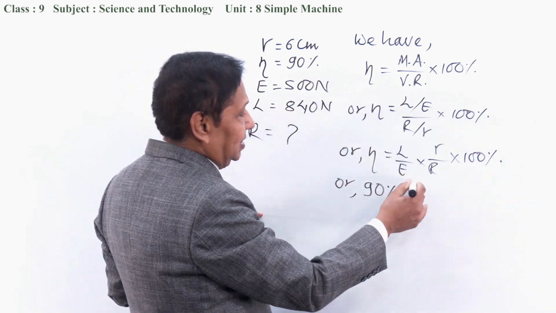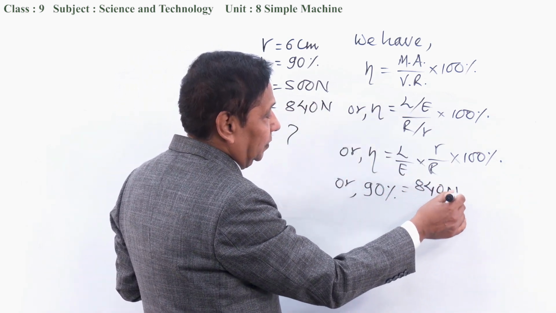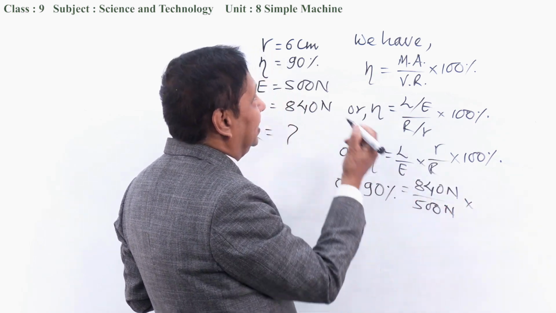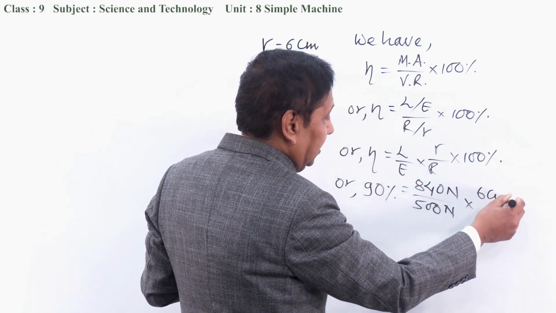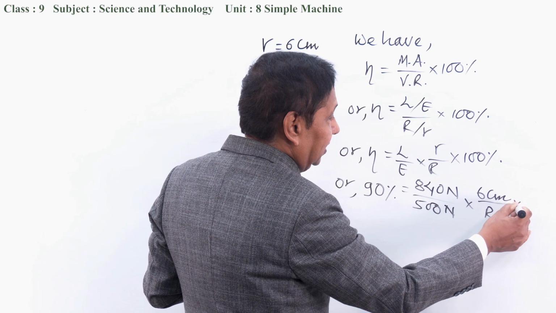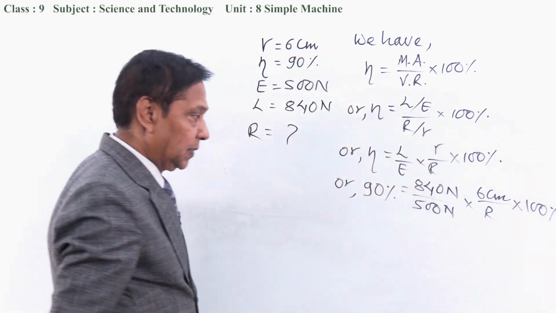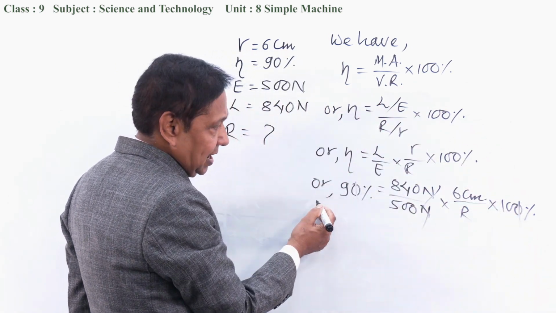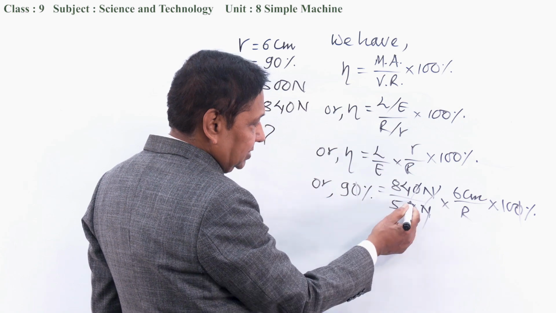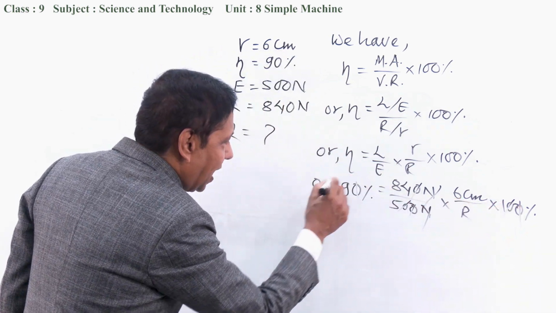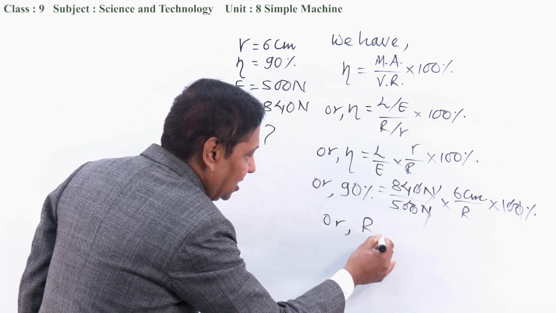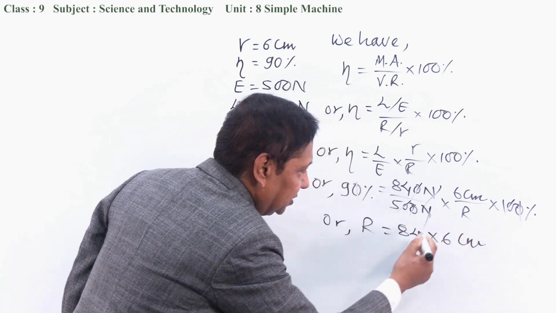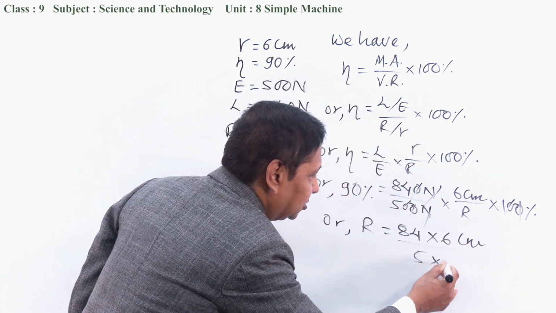Load is given 840 Newton and effort is given 500 Newton and small r is given 6 centimeter and capital R we are going to calculate into 100%. Now the 0 and 0 cancel, percentage cancel, and this 0 can be cancelled, this and this can be cancelled. If R is taken to left hand side, then R is equal to 84 into 6 centimeter divided by 5 into 9.